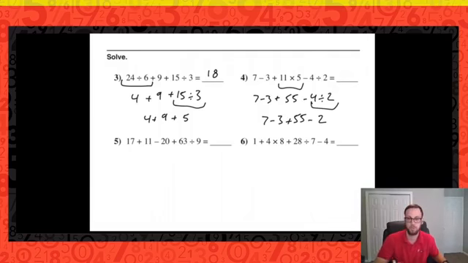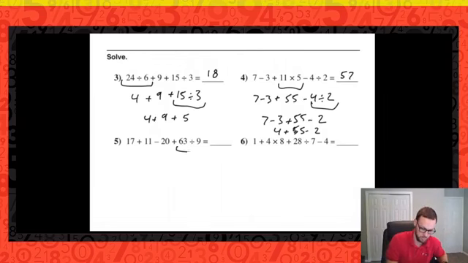Okay, and we need to work from left to right now. So we're going to do this in a couple of steps. So 7 minus 3 is 4. 4 plus 55 is 59, and 59 minus 2 is 57. Nice job. Very nice.